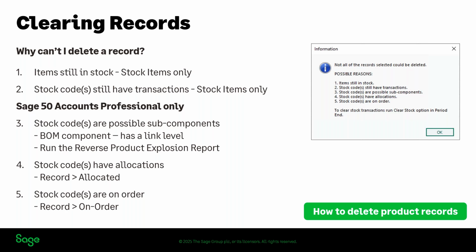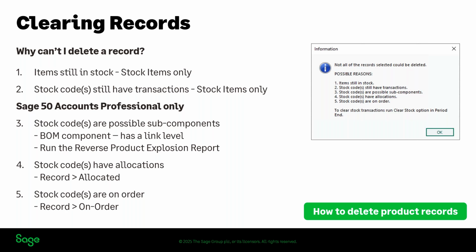But there are a few other options as well. And this relates to if you're on Sage 50 Accounts Professional only. So option 3, or reason 3, on that message, it says stock codes or possible subcomponents. So this is when you're using the bill of materials option.